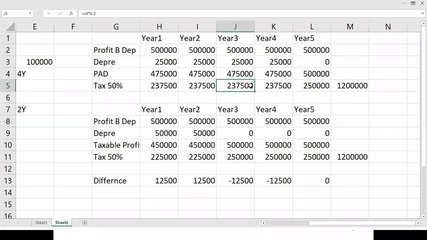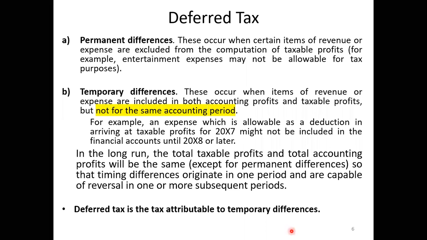This deferred tax arises due to what? Due to the time difference. Here, 4 years according to the accounting rule, and 2 years according to the government rule. So this is a time difference, right? So deferred tax is the tax attributable to the temporary differences.